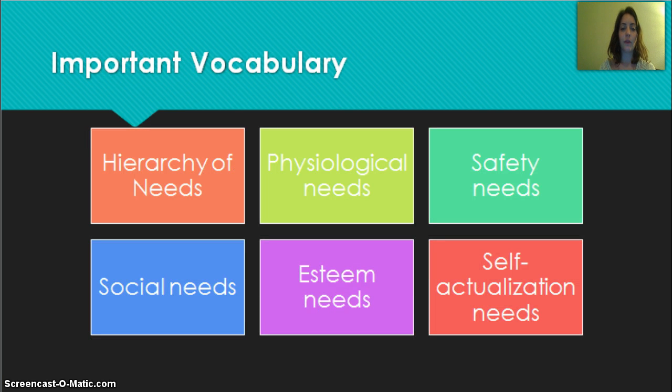There are 6 important vocabulary words that you should know for this portion of the lesson, and they include hierarchy of needs, physiological needs, safety needs, social needs, esteem needs, and self-actualization needs. Each of these terms will be explained and expanded on throughout the portion of this lesson.